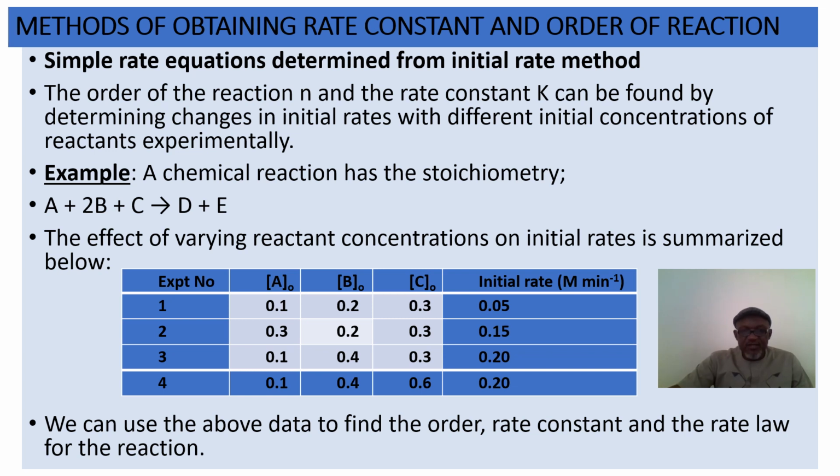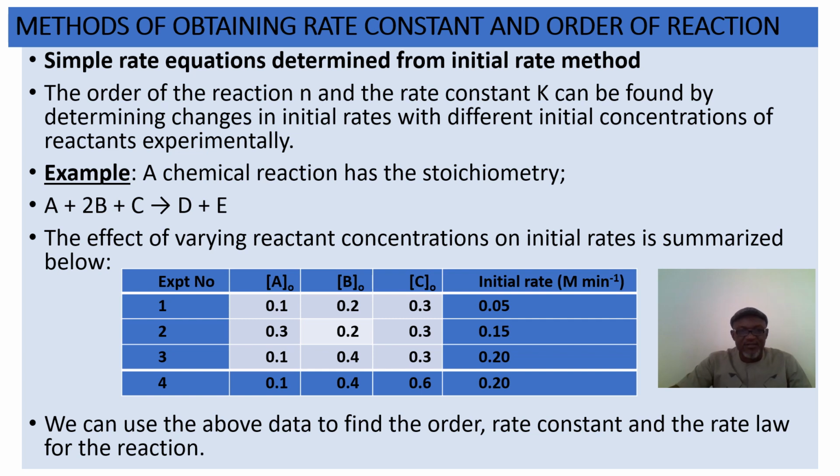Now, before we go to the next slide, let's carefully look at this because we're going to make use of this table in the next slide. If you look at experiment 1, we have 0.1 for A, 0.2 for B, 0.3 for C, and the initial rate is 0.05. Now look at experiment 2. You see that it is only the initial concentration of A that is changed from 0.1 to 0.3.